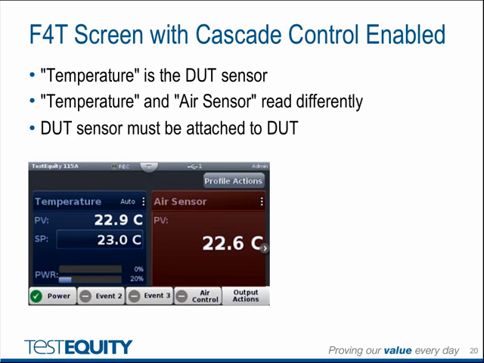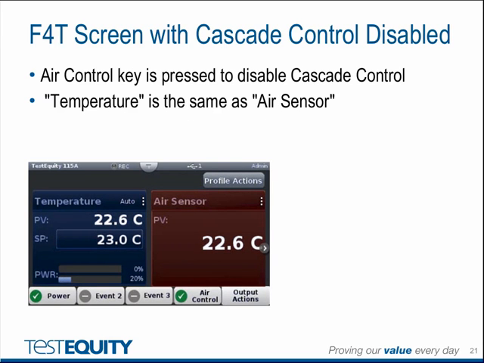You can disable Cascade Control on the F4T by pressing the air control button. Notice the green check mark on the air control button, which indicates it is in this mode of operation. In air control mode, both displays indicate the air temperature, since that's what's being controlled. You do not have to attach the part sensor to anything when air control is enabled.